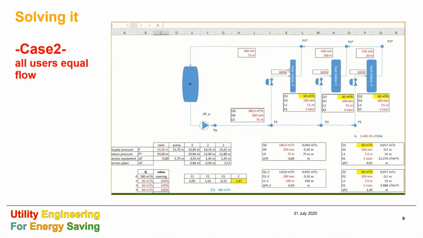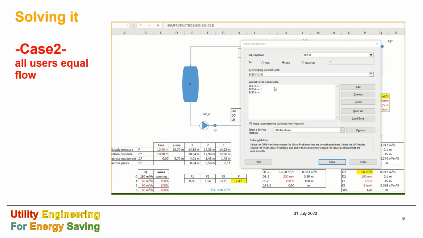In the second case, we are doing another trial. It means we set a fixed value for our flows. In this case, all must be equal, so 1/3 of 180, 60 cubic meters each. So we input those values here. And we need to search for which values of the opening of the three valves this condition is met. We guess for all of them now 100%, and we call the solver.